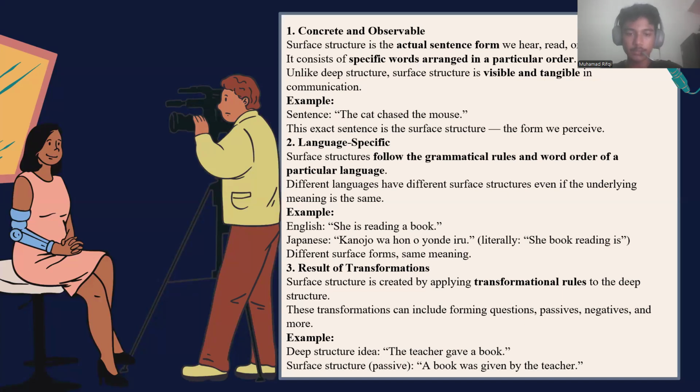3. Result of transformations. Surface structure is created by applying transformational rules to the deep structure. These transformations can include forming questions, passives, negatives, and more. Example, deep structure is the teacher gives a book, and surface structure, a book was given by the teacher.